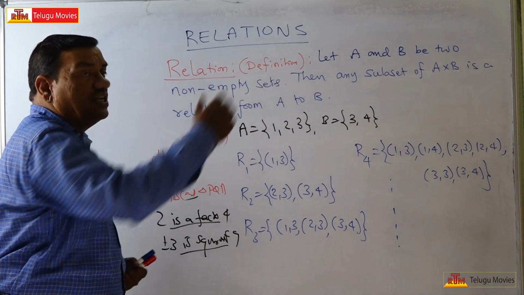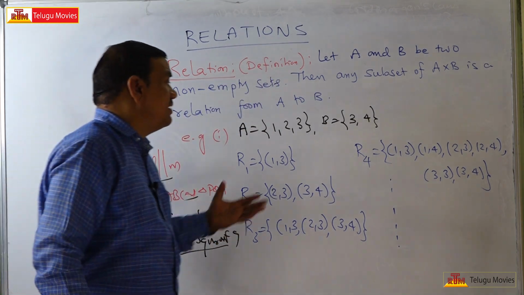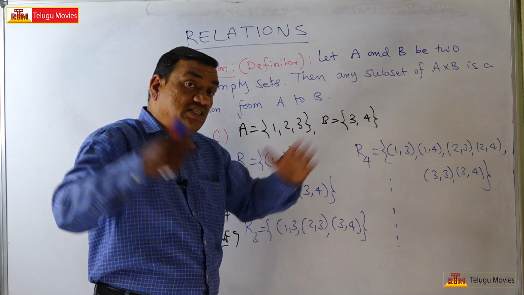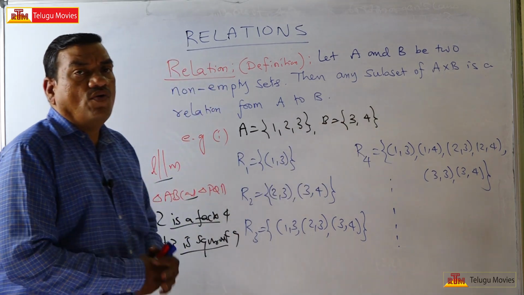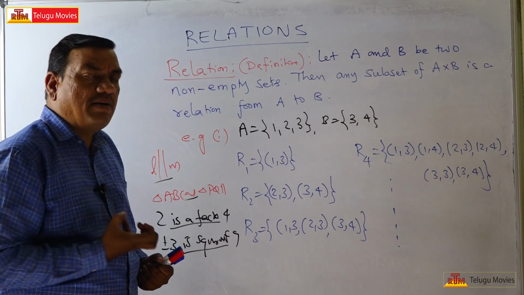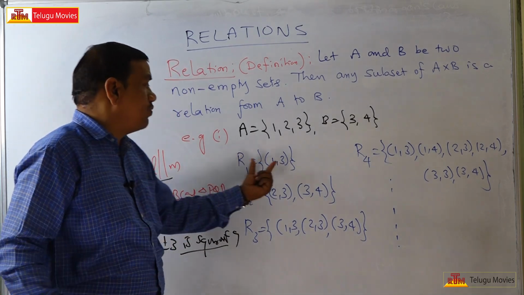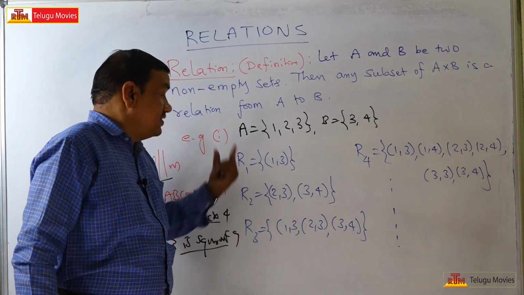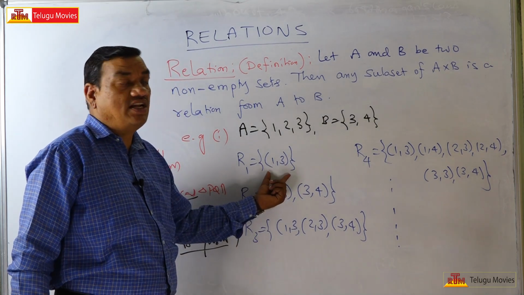As you know the Cartesian product, in that Cartesian product, how many elements will be there? Here 3 elements, here 2 elements, 3 twos are 6 elements you will get. From those 6 elements, take some elements outside. Let us take (1, 3). Yes, (1, 3) belongs to A cross B. This is a relation.